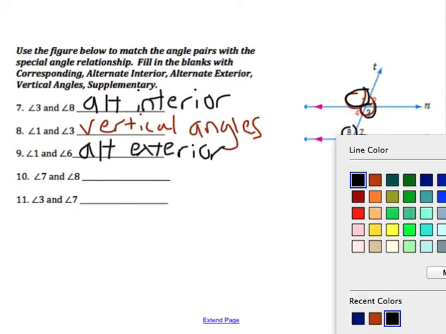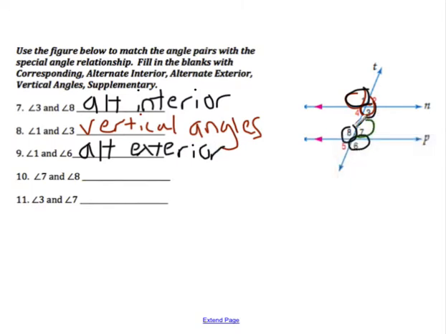Next, let's take a look at 7 and 8. So I noticed 7 and 8 form a line together. That makes them supplementary. Supplementary means that they form a line. Okay, and it also means they're a linear pair. Supplementary and linear pair mean the same thing.